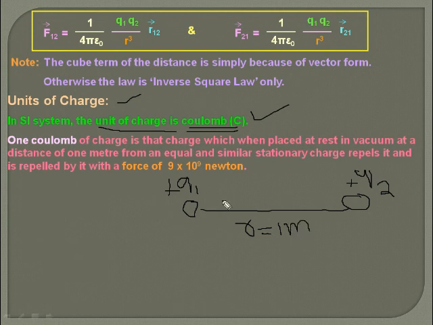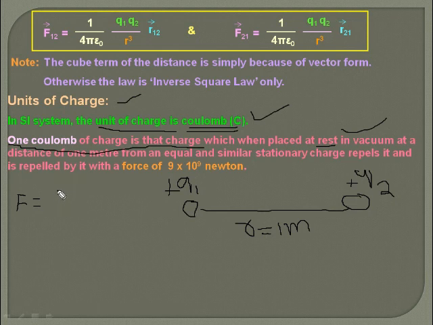These charges are placed in air or vacuum at a distance of 1 meter. According to the definition, 1 coulomb charge is that charge which, when placed at rest, because electrostatics always deals with rest, at a distance of 1 meter from an equal and similar stationary charge, repels it and is repelled by it with a force of 9 into 10 to the power 9 Newton. Let me simplify this for you. We can write the expression of force between them; since both the charges are positive, the force will be repulsive.